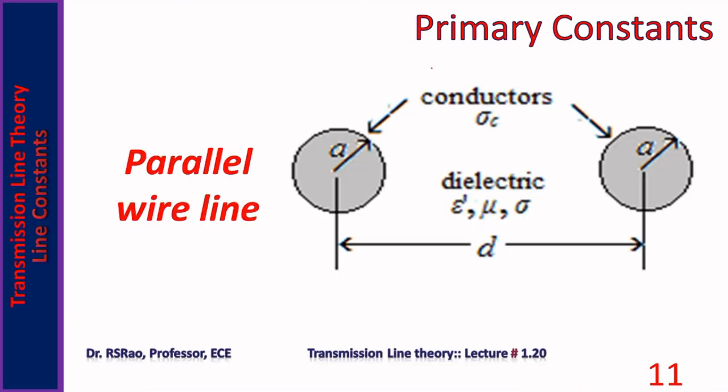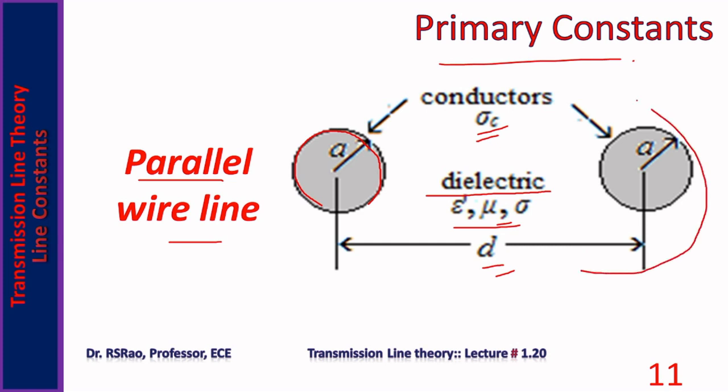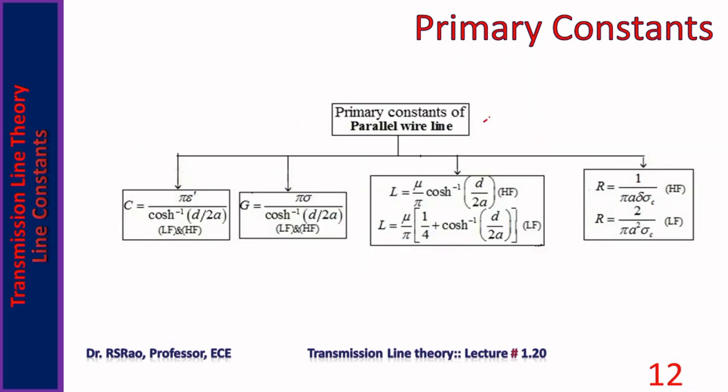Now we consider primary constants of a parallel wire line. The structure is like this, two conductors. Here we consider circular cross-section conductors of radius a, separated by a certain distance D. Conductivity is again indicated by sigma_c. The constants of the dielectric are epsilon prime, mu, sigma. Now with respect to this configuration, what are the primary constants?